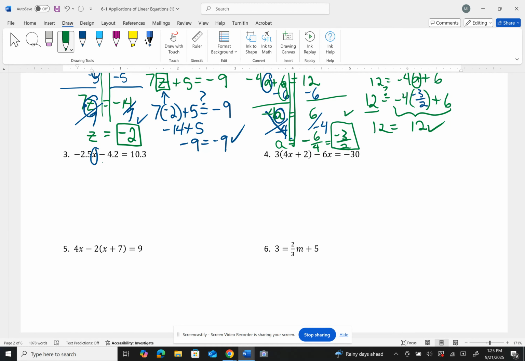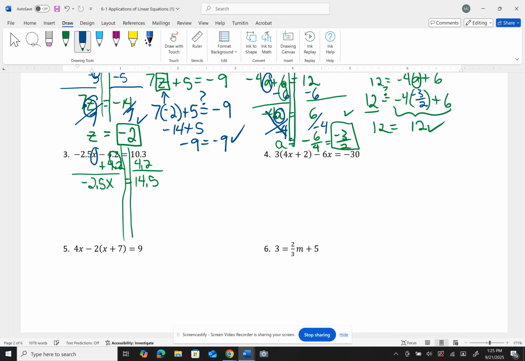So you're going to come in and get rid of the -4.2 by adding 4.2. Now, if you are trying to do that by hand, your decimals do need to be lined up, and then you can add straight down and get 14.5. But it's okay just to do 10.3 plus 4.2, and you'll see that on the calculator. All right, so we're left with -2.5x, okay?